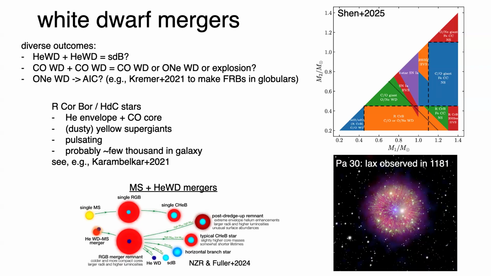One fun object which people are interested in right now is called PA30. It's named after a guy named Patchik, an amateur, and this is the 30th thing he found. It looks kind of like a planetary nebula, but it's probably a merger remnant. Two white dwarfs merged in 1181, and some Japanese astronomers saw it and wrote that it was as bright as Saturn. We now think this was probably what we would call a type Iax supernova.